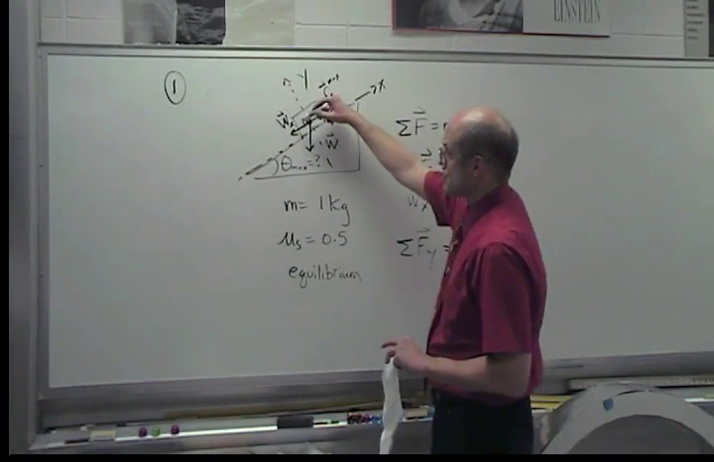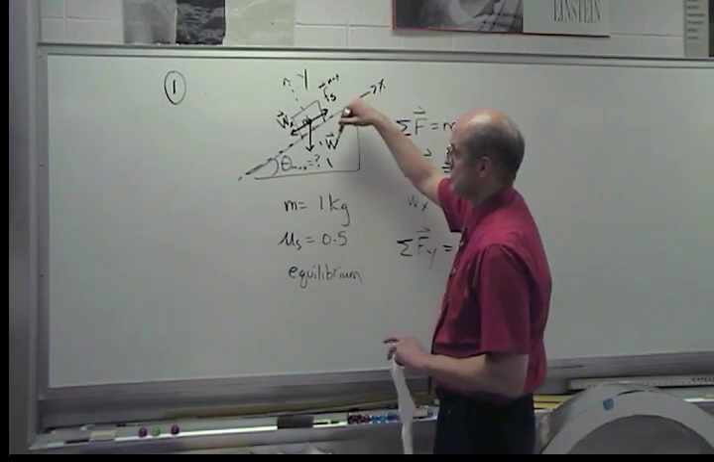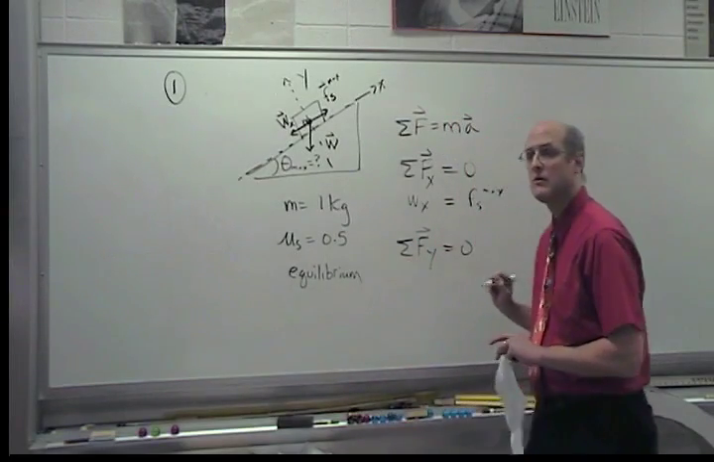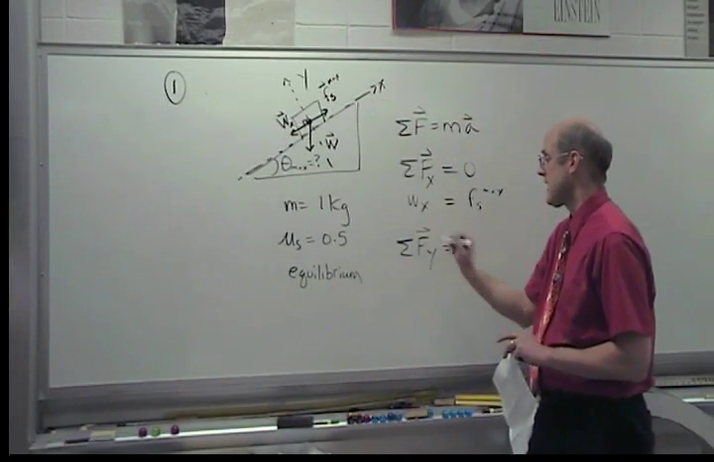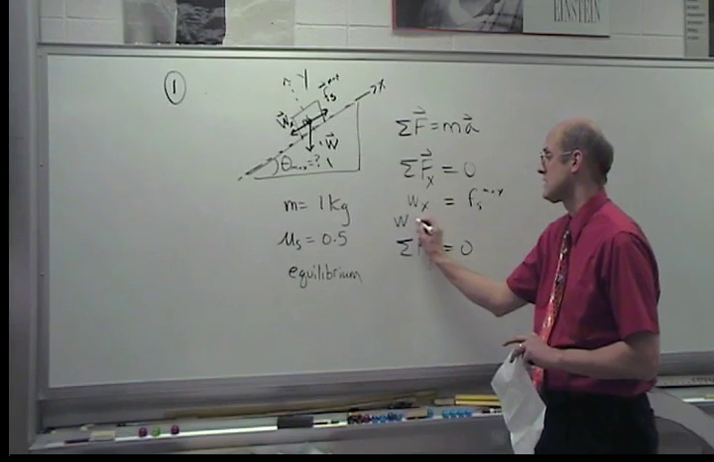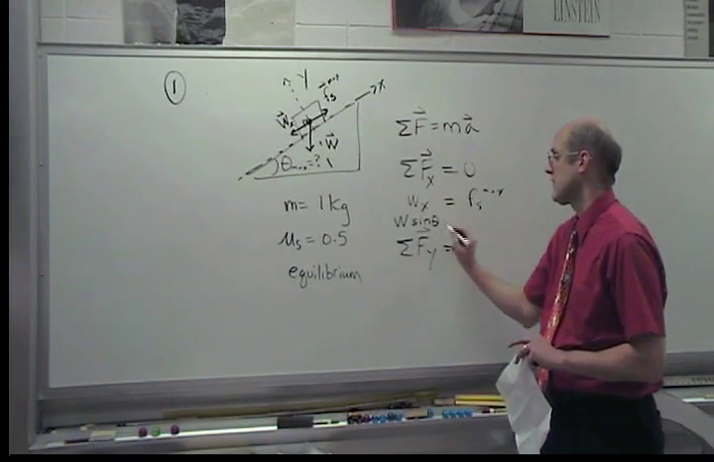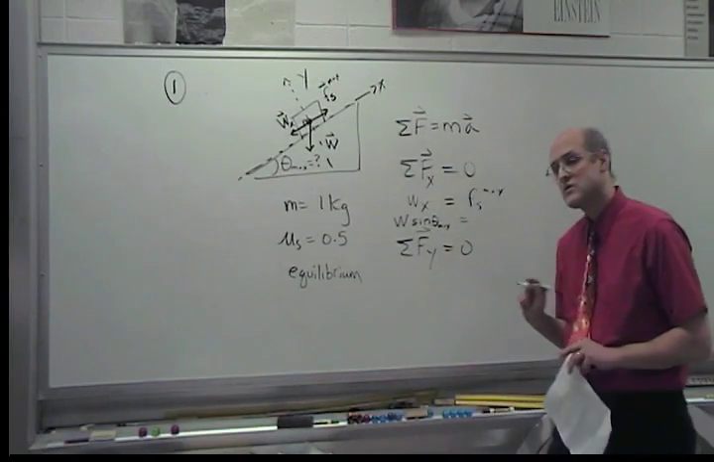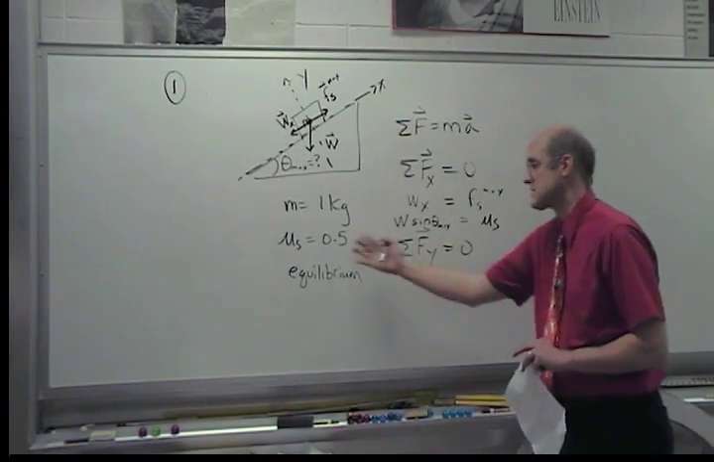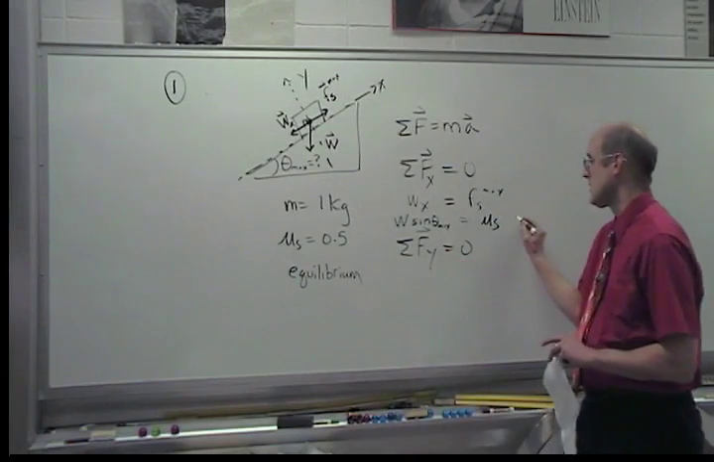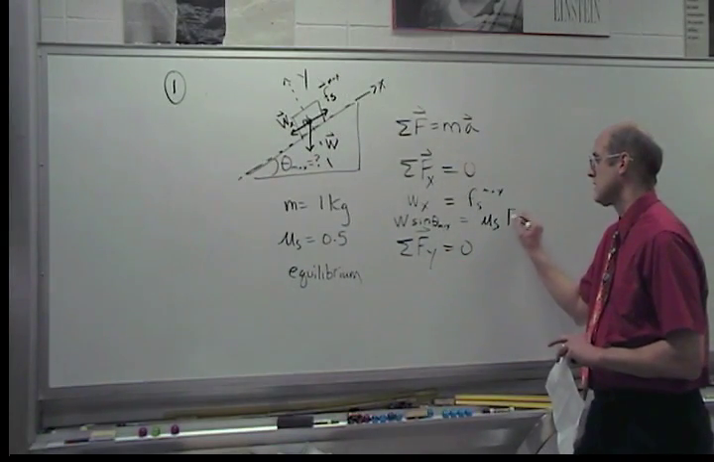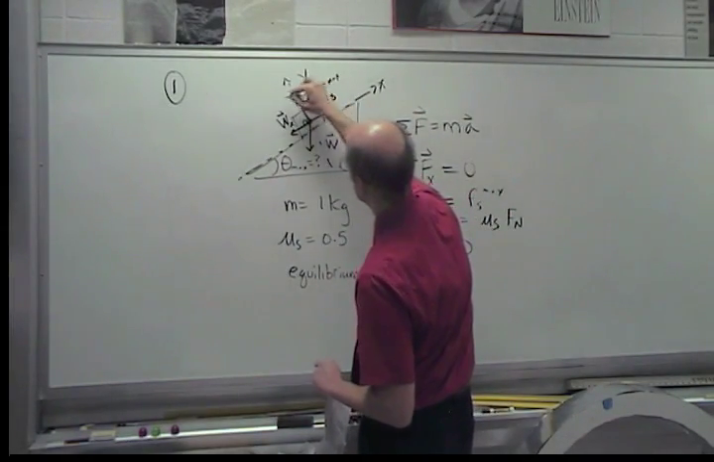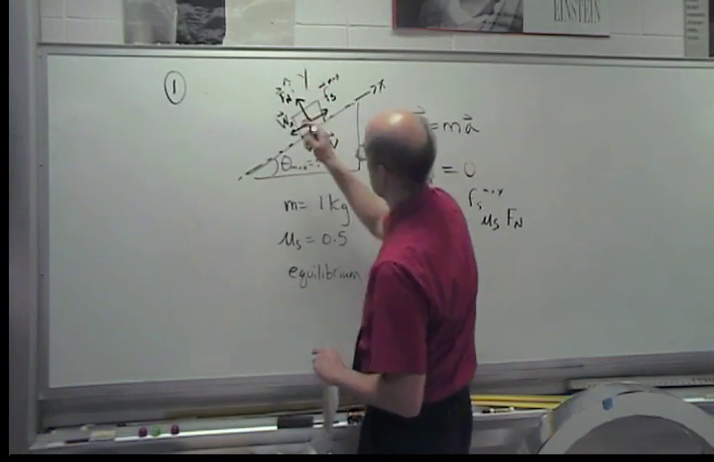Now, using trigonometry, the x part of the weight is equal to the magnitude of the weight multiplied by the sine of the angle that we're looking for. So weight x is weight sine of theta. And the maximum force of static friction is equal to mu s, the coefficient of static friction, multiplied by the normal force. Okay, there's the normal force.